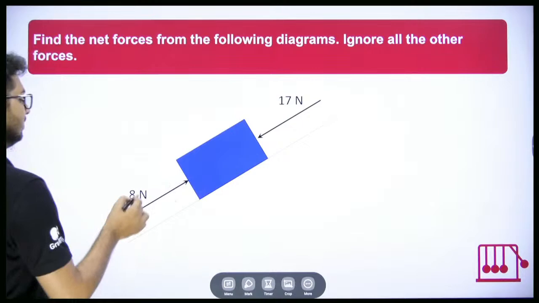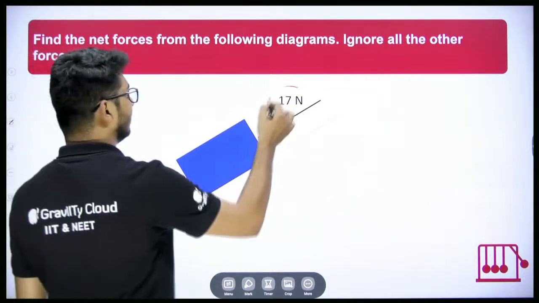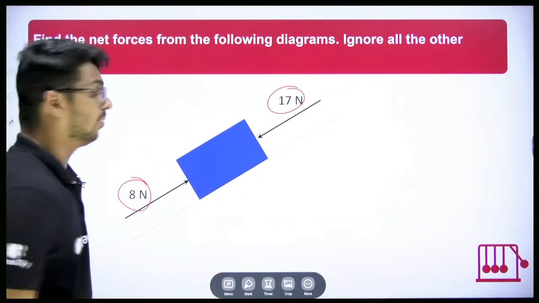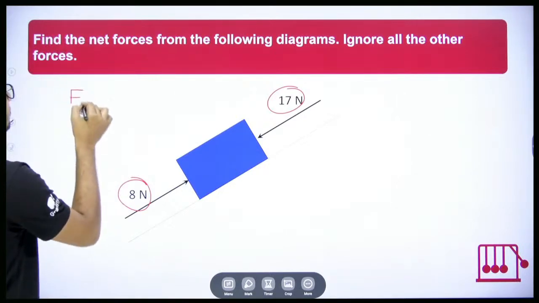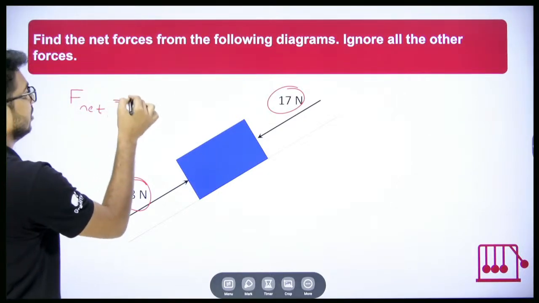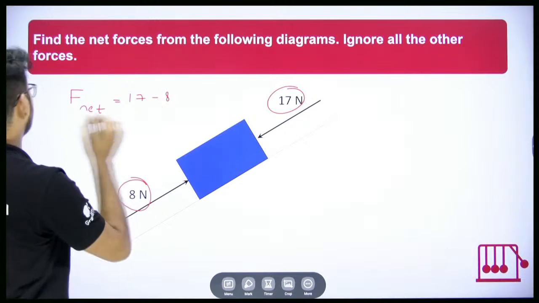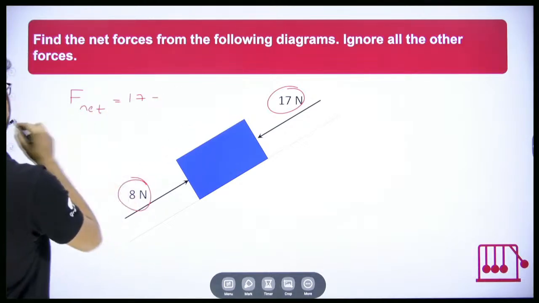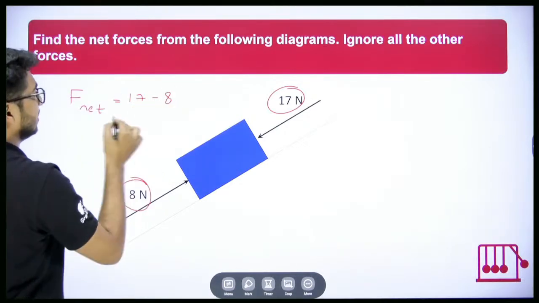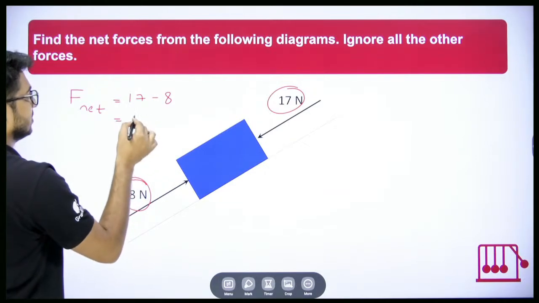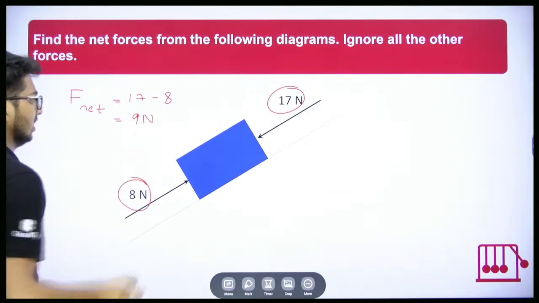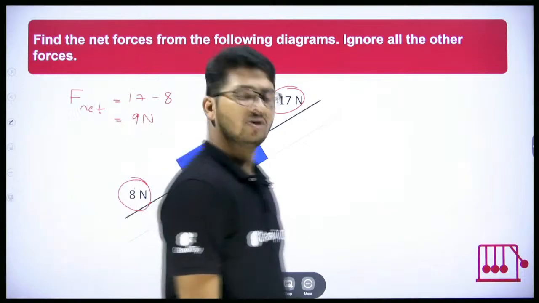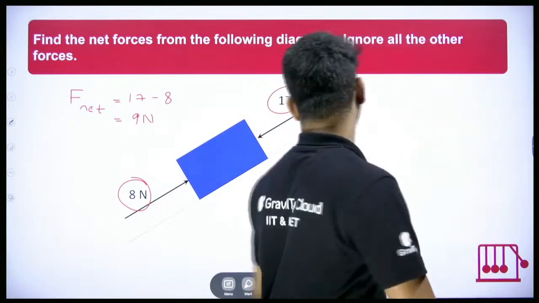Right, so it's again very simple. If you look at 8 Newton and 17 Newton, they are in opposite directions. So if they are in opposite directions, what will we do? We'll subtract them. Do not think of anything else. In opposite directions, you subtract them. 17 minus 8. How much is that going to be? 9 Newton. Am I correct? Yes? Okay. What about direction?